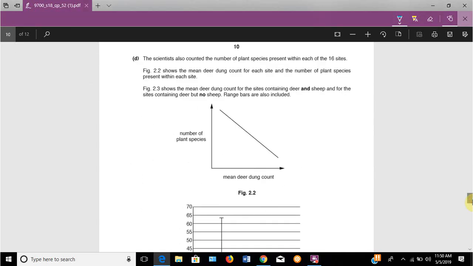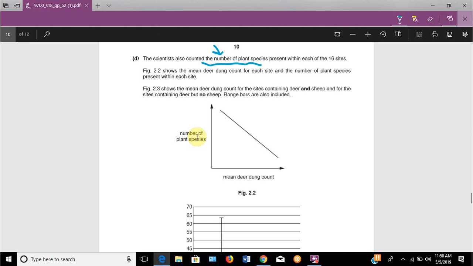Now, this was the interesting and the difficult question. The scientists also counted the number of plant species present within each of the 16 sites, using the same underlying method. So this is the mean dung count against the number of plant species. Now what this seems to suggest is that when the dung count increases, the number of plant species decreases.